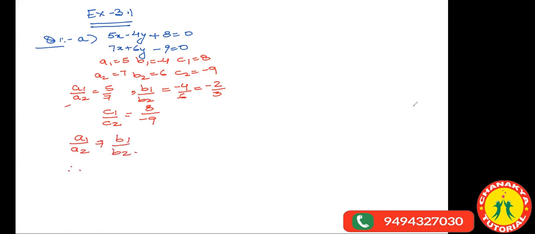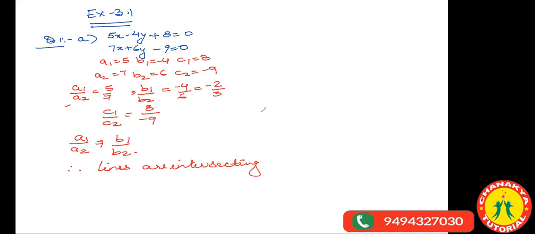So which line is it? Just check the cases and tell me. Intersecting. Yes. Lines are intersecting because A1 upon A2 is not equal to B1 upon B2. Therefore, lines are intersecting. Understood, children? Yes, ma'am. In this way, in the next question, they have asked whether the system is consistent or inconsistent.